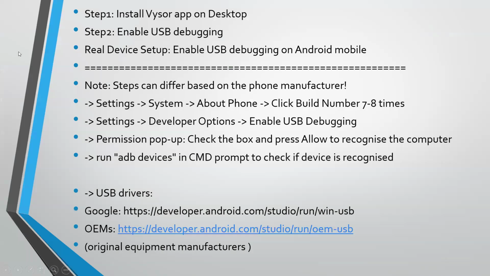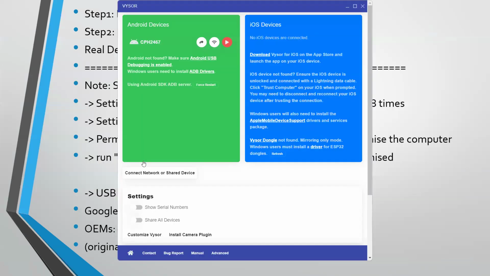So very first, you need to come to your About Phone. Then there you will get one build number. You need to click on build number 7 to 8 times, and then under developer options, you can enable USB debugging. It will give you one pop-up, allow the access, and only then, once the USB debugging is enabled, will you get this option.